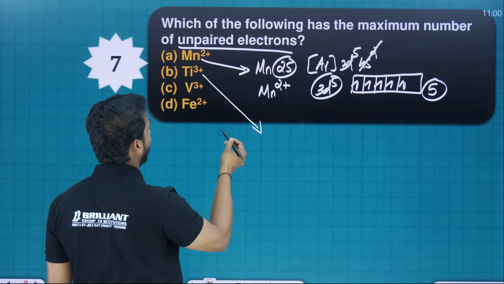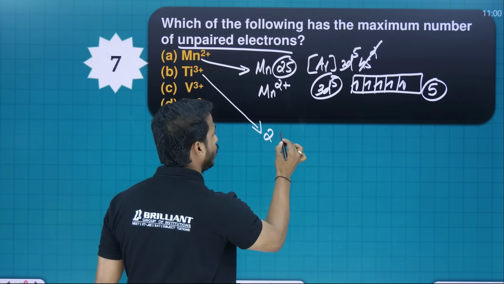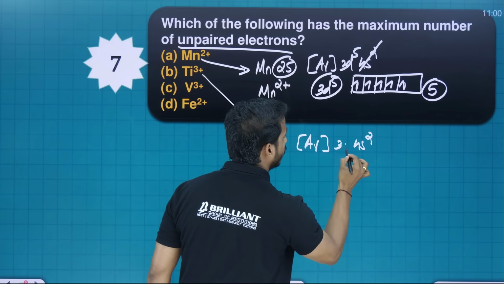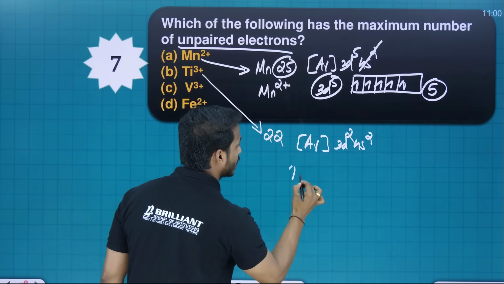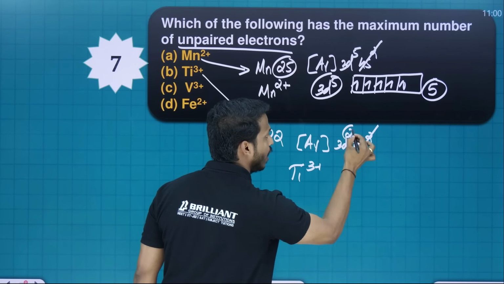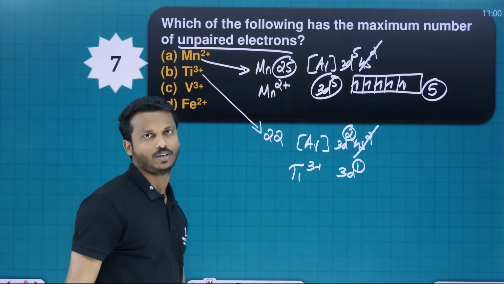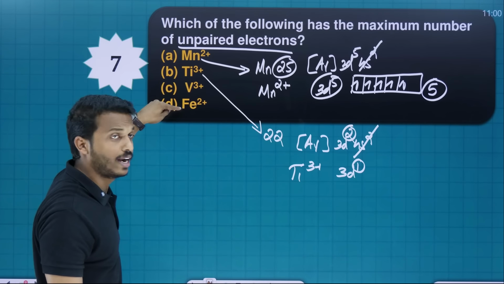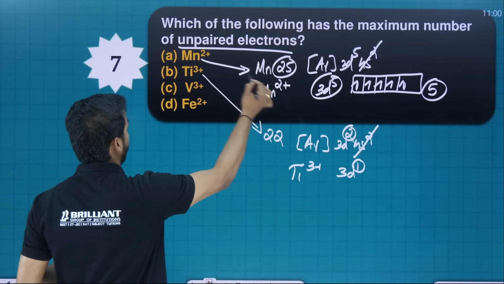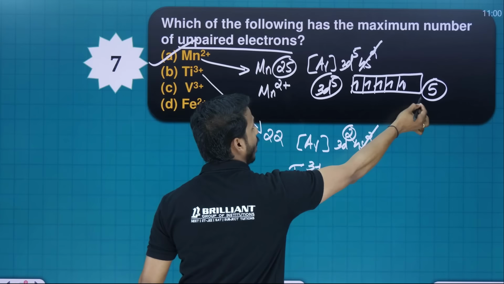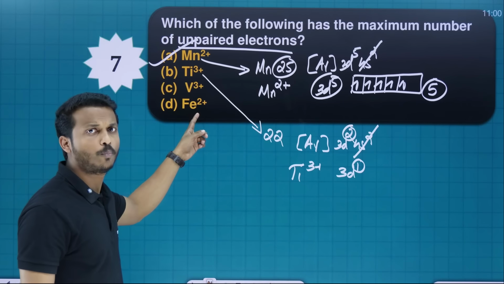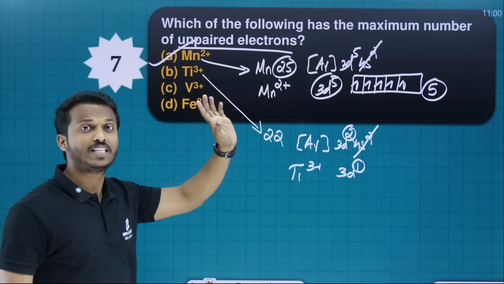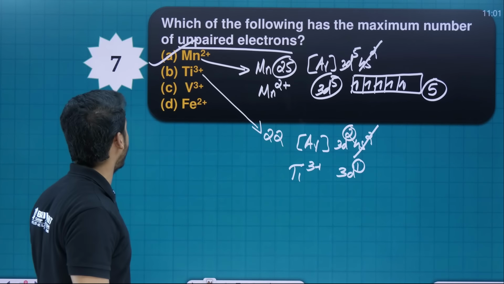Alright, so titanium, check it. Titanium atomic number is 22. Scandium, titanium, right? 22, how do we write? Argon 4s2 3d2. And titanium 3+ means 3 electrons lost. 2 from here, 1 from here. Only 1 unpaired electron here. You can check the other elements. Vanadium atomic number 23, iron atomic number 26, you can cross check it. The maximum unpaired electrons you can see is 5, that is in Mn2+. Fe2+, I think we already discussed that also, right? Yes, there are 4 unpaired electrons. So Mn2+ is the one among these having the highest number of unpaired electrons.